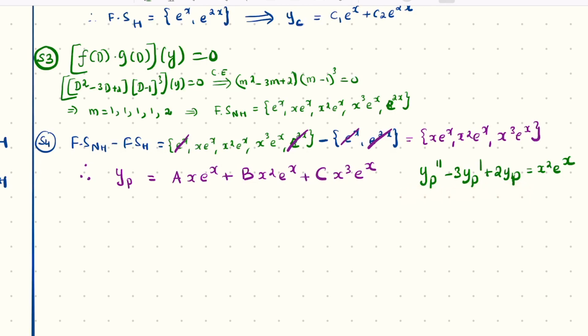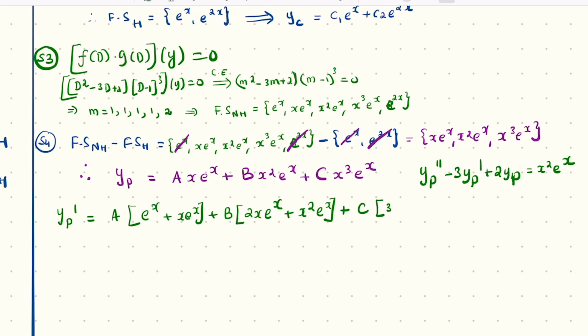So what is the y_p prime? I would have A, and then the derivative of this using the product rule, 1 times e^x, plus x e^x. For the second one, B is a constant, it stays as is. The derivative of x squared is 2x times e^x, plus x squared times the derivative of e^x, which is e^x. And the derivative of the third term is C times 3x squared e^x, plus x cubed times e^x.